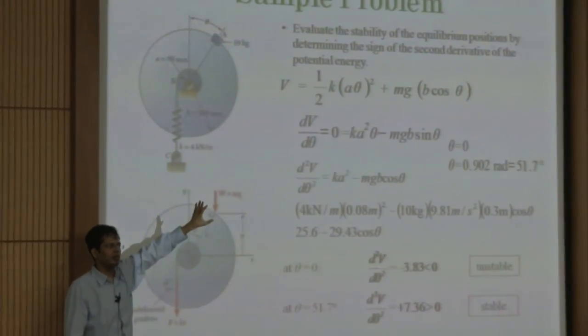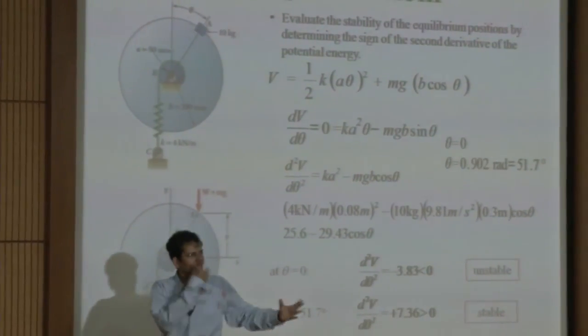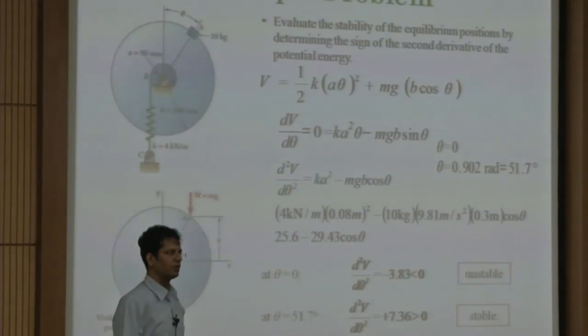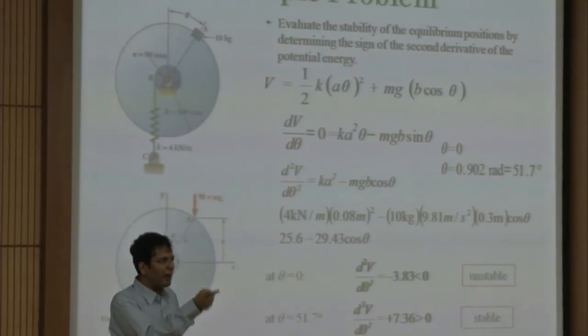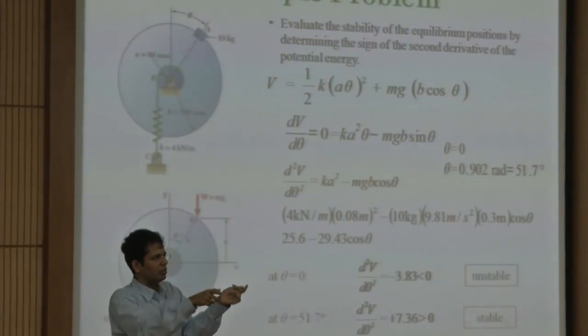Yes, please. After stretching, if we release this force, what will be the position of the mass? Where are you releasing the mass? Are you keeping theta at 0 or 51.7? What is your theta to begin with? Say about 51.7. Okay, if you have theta equal to 51.7 and you just release it, the system will stay in that position only. But if you perturb it up, then it will go back to its original position. If you perturb it down, it will go even further.